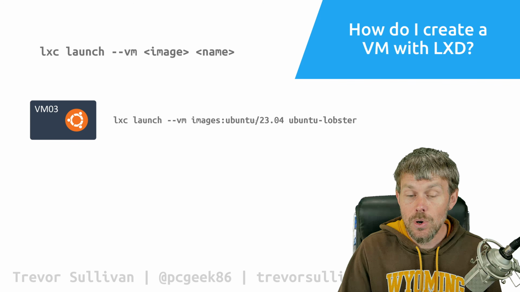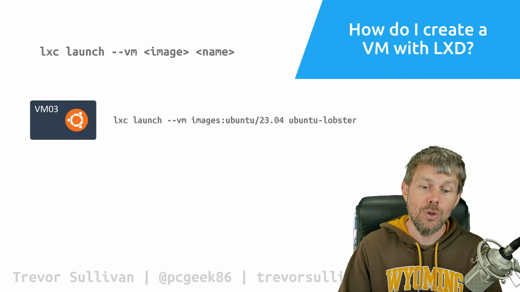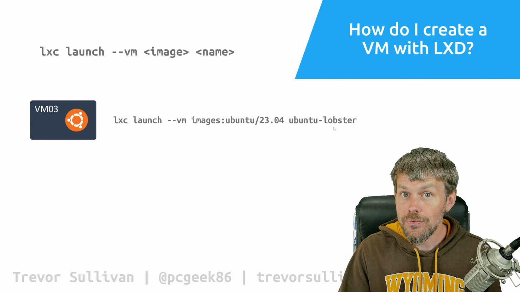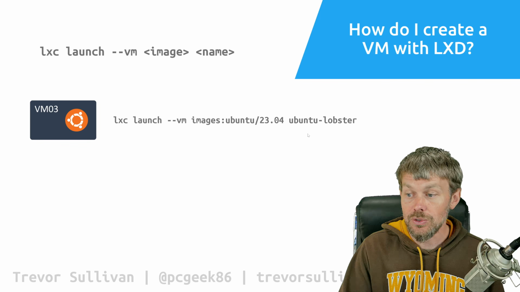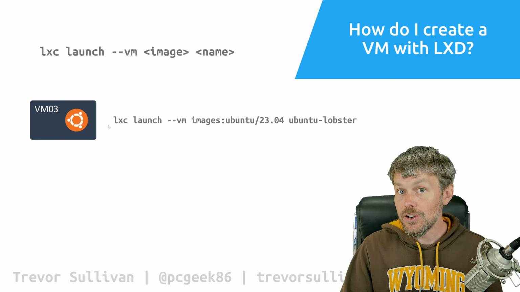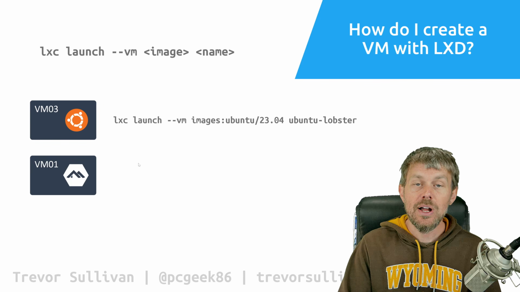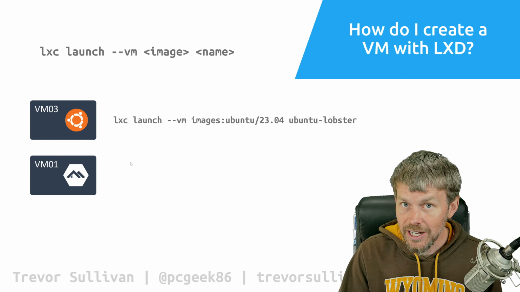And then after the / here, we specify the OS version that we want to deploy, followed by a name for the virtual machine itself, like Ubuntu-Lobster. So that's all we have to do to create a virtual machine, and then we can start to run various commands on that VM. Now, let's say we wanted to deploy a virtual machine running Alpine Linux.